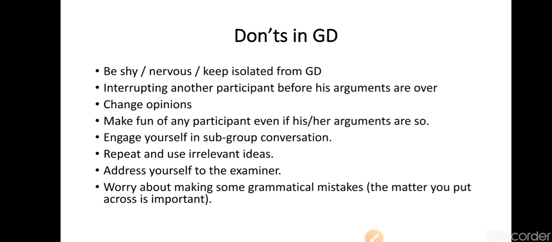You should not engage yourself in a small group conversation. Means that you have to maintain your eye contact with all the rest of the participants. You should not talk to only one or two in the whole group, which means that you have a subgroup conversation. You should not repeat and use irrelevant ideas. Once you stated, go to the next point. Otherwise, people understand that you do not know extra points. Therefore, you are repeating or adding some irrelevant ideas.